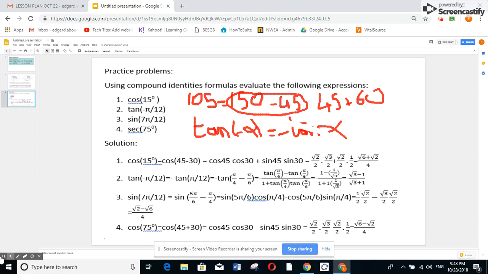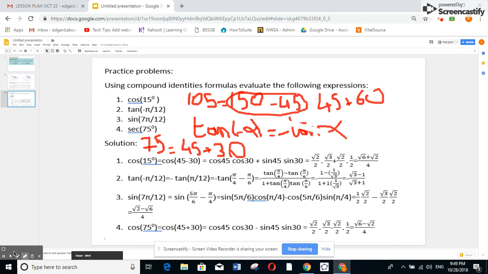Now I want secant 75. If you want to find the secant, we need to find first of all cosine 75 and then we convert it. 75 is not a remarkable angle, but I can say, because it ends with 5, let me start with 45. It's 45 plus 30. So let me do cosine of 45 plus 30. Cosine A plus B is cosine A cosine B minus sine A sine B. Cosine 45 is radical 2 over 2 times cosine 30, radical 3 over 2, minus this expression. I'm going to get radical 6 minus radical 2 over 4.